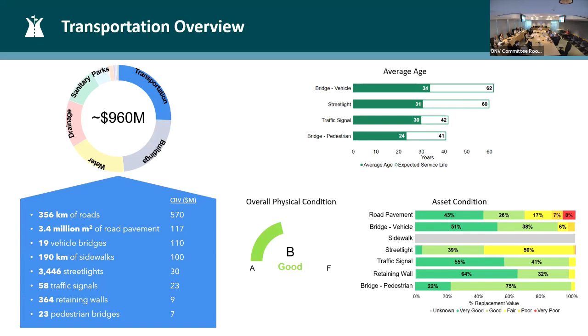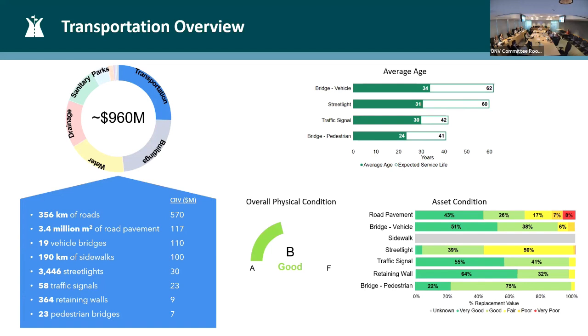On the upper right of this image, you'll see also as it relates to our average age. So what there is in white is what we expect for a service life, and then what you see there in green is the average of what those assets are for each of those categories.